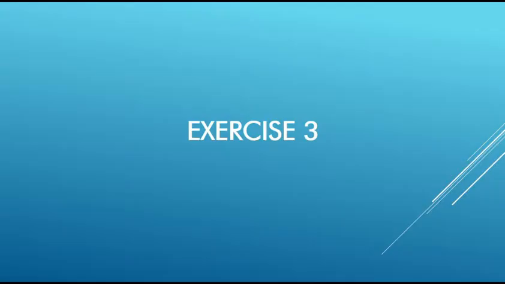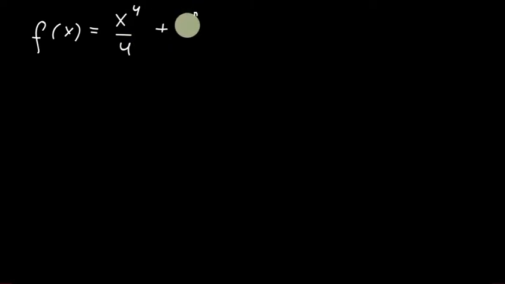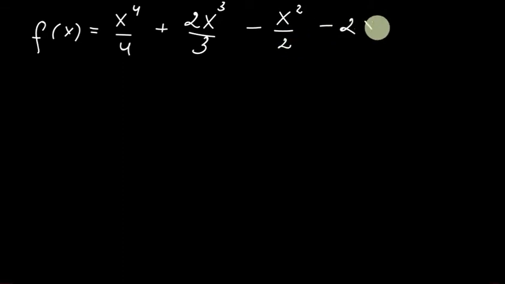Okay, one more example. Let's say we have a function f of x that is equal to x to the power of 4 divided by 4 plus 2x cubed divided by 3 minus x squared divided by 2 and minus 2x. So now, first step, find the derivative.